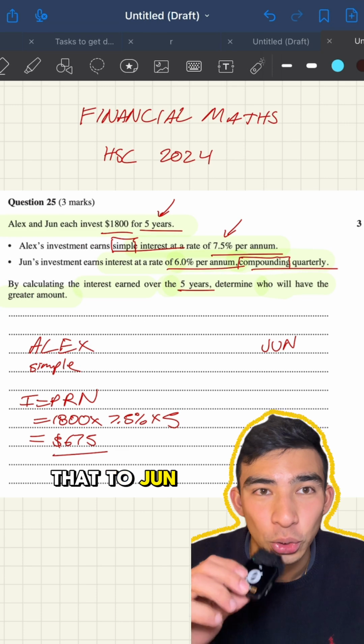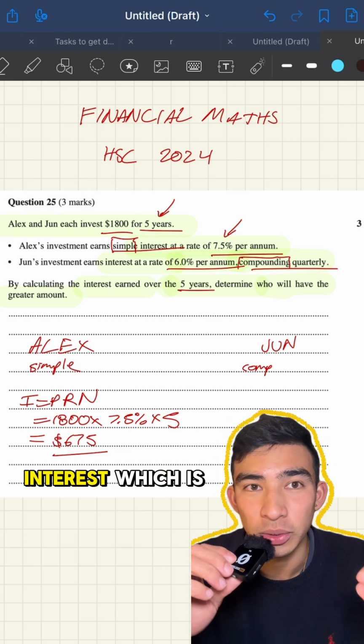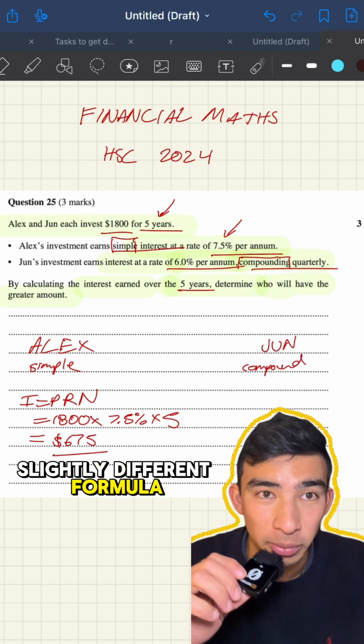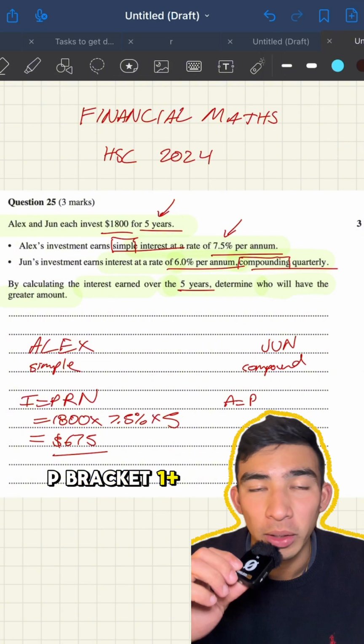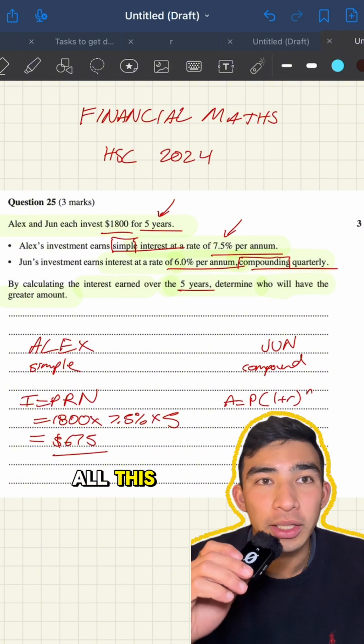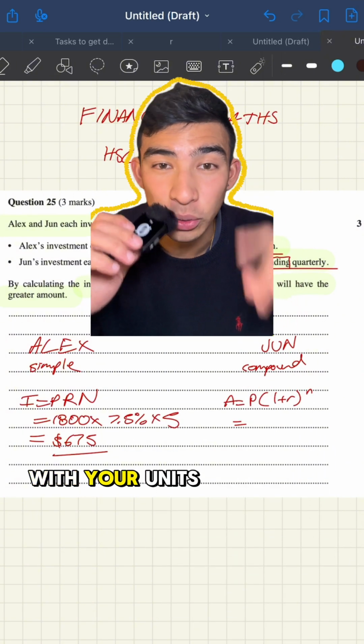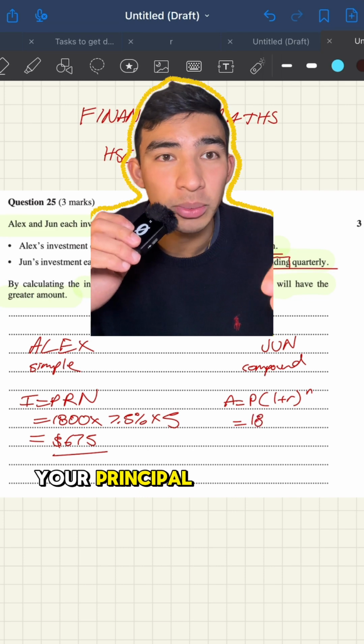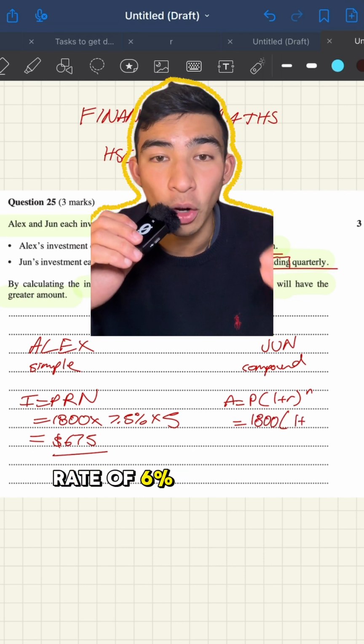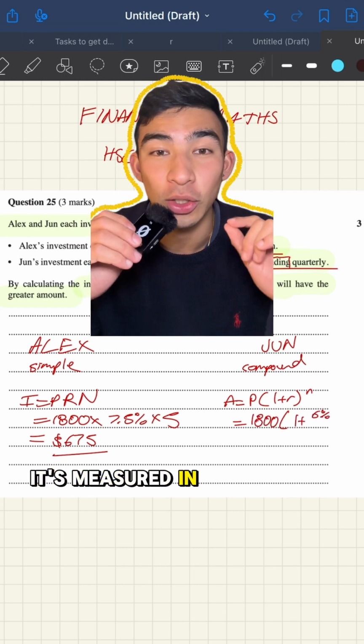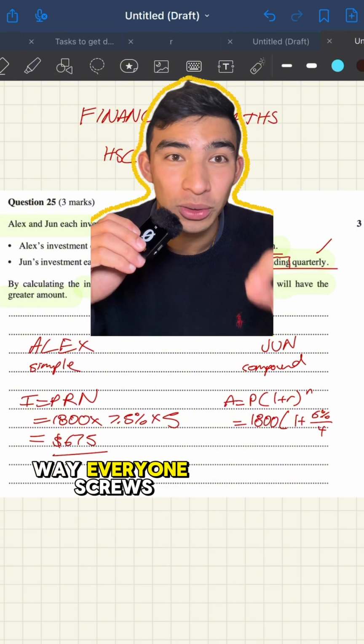Now let's compare that to Jun. Jun is compound interest, which is very important. So it's a slightly different formula: A equals P(1 plus R)^N. For this, we'll sub it all in again, but be careful with your units. So 1,800 is your principal, 1 plus the rate of 6% over 4 because it's measured in quarters. Very, very careful. This is where everyone screws it up.